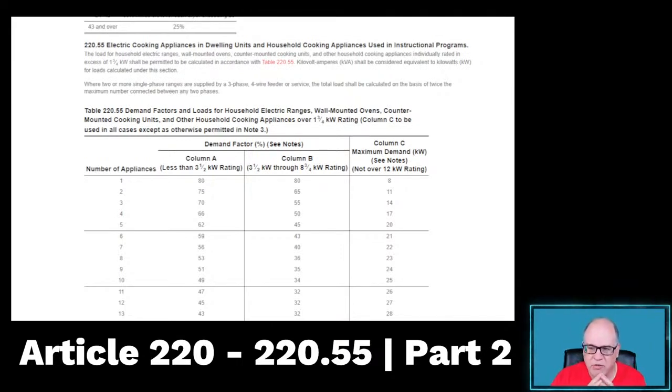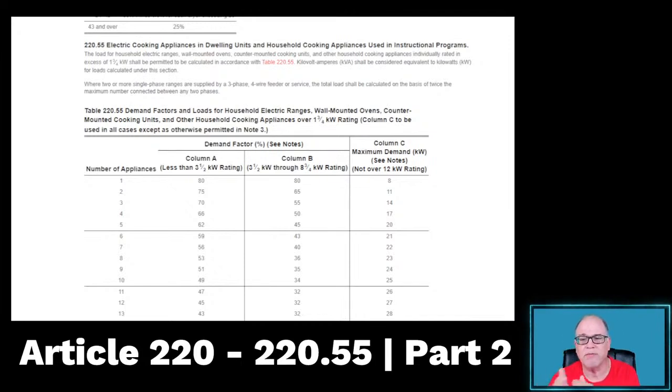Now, it's interesting. Let's read this real quick. It says, table 220.55, demand factors. So this is your demand factor. So in that question I ask you, I want to know what is the demand for those different ranges, a 9, a 10, 11, and a 12 kW range individually.